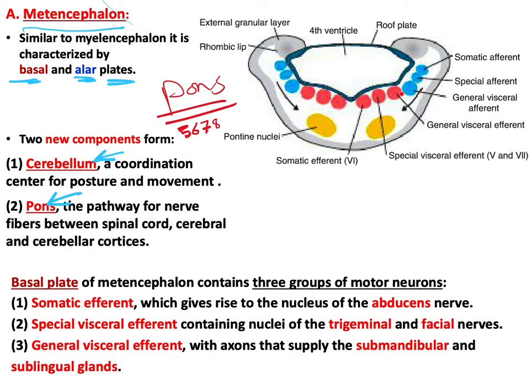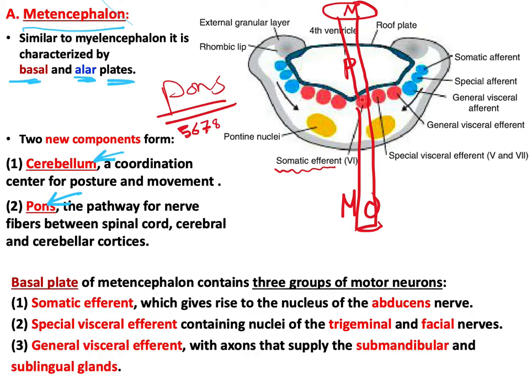There is one way to remember the names of these groups of neurons. If you remember in the midbrain, we have the somatic efferent, which was, of course, the region for nuclei of cranial nerves number 3 and 4, right? So remember that the somatic efferent will extend from the midbrain above to the pons to the medulla oblongata. It's like a column, so it exists in all of them.